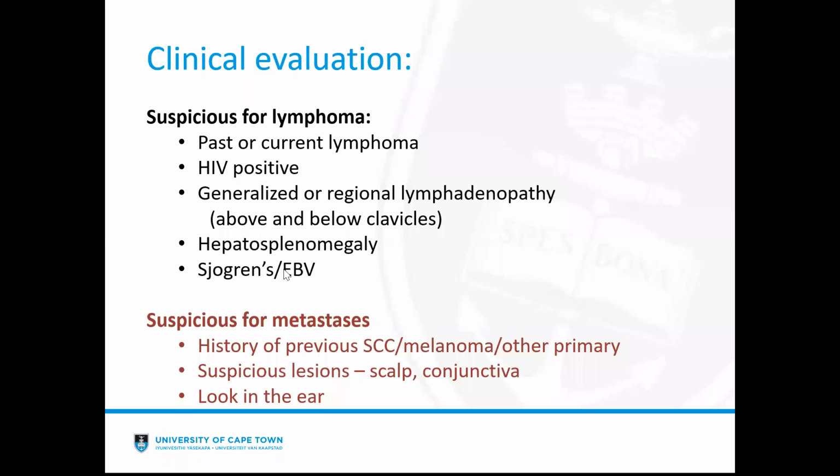Certain features may raise the possibility of metastatic disease to the parotid, including a current or previous history of local skin or conjunctival squamous cell carcinoma, melanoma, or another local primary. It's important to examine the scalp and conjunctiva closely to look for sinister cutaneous lesions. And don't forget to look inside the ear for a rare external auditory canal or temporal bone SCC, which may metastasize to or directly invade the parotid.